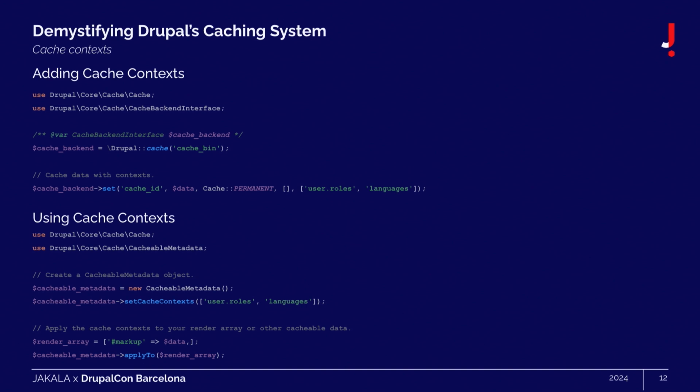It's very simple, exactly the same way. We have a cache backend, then we use it to call a bin, and then we store in that bin our data by setting it. So we can say cache ID, the data, and then the last parameter we can pass again an array with the cache context. How can we use it? We call cacheability metadata. There is a method set cache context. We set the context, and we say this is my array, and we apply this cacheability metadata to my array, basically.